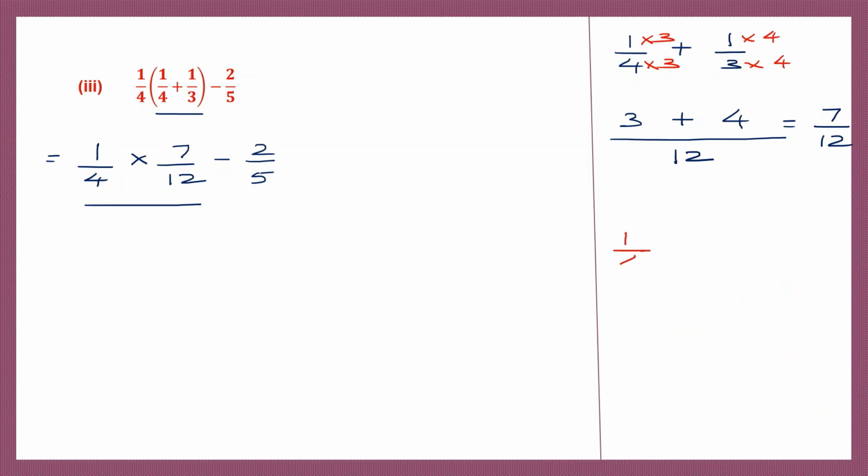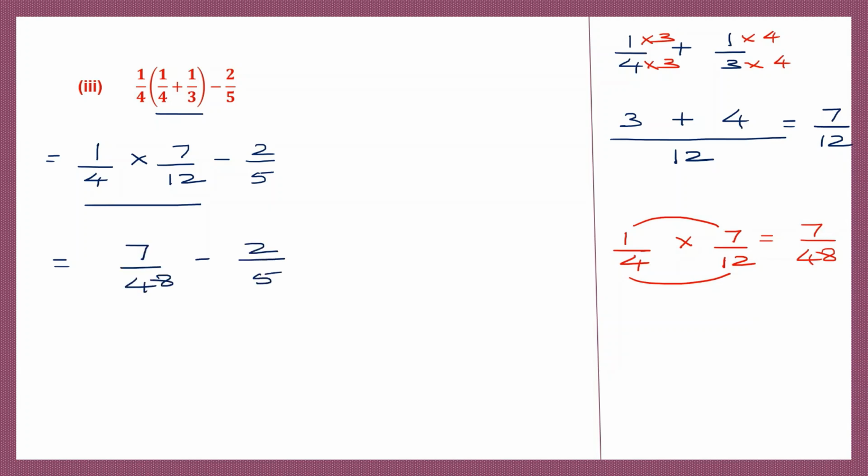1 by 4 into 7 by 12. This is multiplication of fractions. So we need to look out to see if there's anything that we can cancel. If we can't, we multiply the numerators. 1 7s are 7, and we multiply the denominators. 12 4s are 48. So we have 7 by 48, which we are going to write here. 7 by 48 minus 2 by 5.